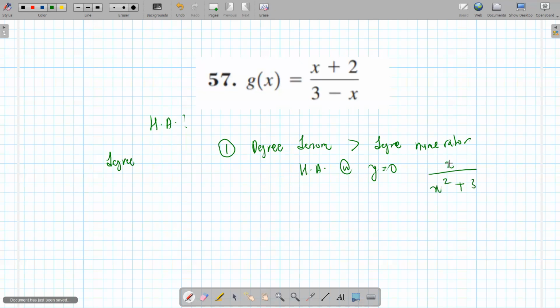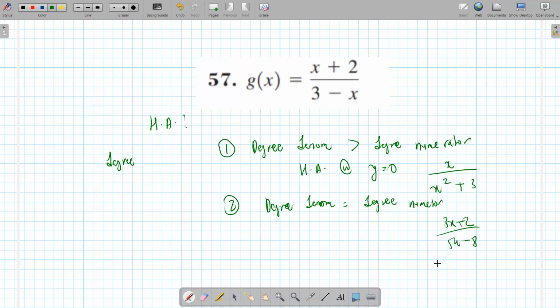The example here. See, the degree in the denominator is 2. The degree in the numerator is 1. Degree in the denominator is bigger, so this one will have a horizontal asymptote at y equals 0. Okay. Second condition, when the degree in the denominator is equal to the degree in the numerator. So for example, 3x plus 2 over 5x minus 8 or whatever. See, both of them have degree 1, right? X is power of 1.